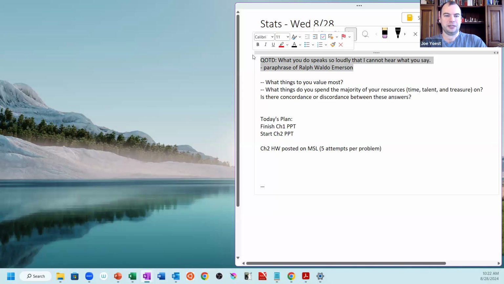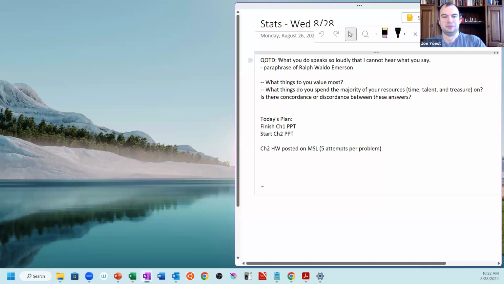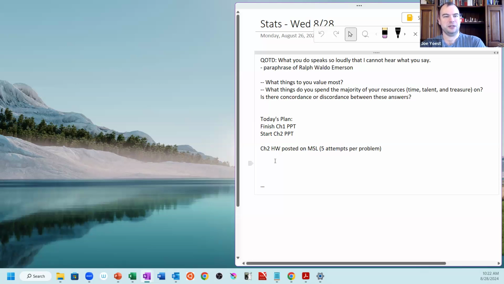The quote of the day is a paraphrase of something that Ralph Waldo Emerson wrote. With a lot of these quotes that somebody famous writes in a letter or a book, over the years people come up with more succinct or catchy ways to say it. The quote is, "What you do speaks so loudly that I cannot hear what you say." In other words, actions speak louder than words, and to a very great extent. It's not just a little bit louder, but a lot louder.